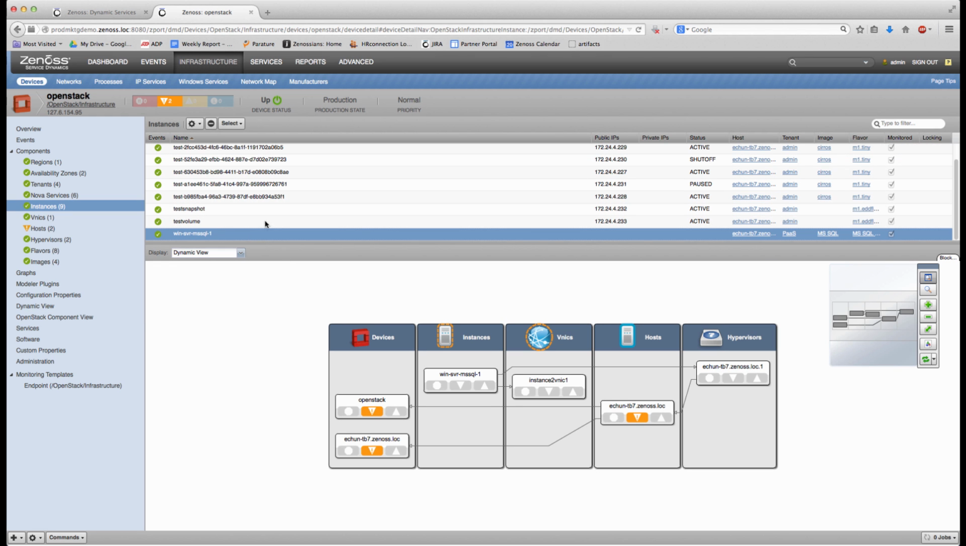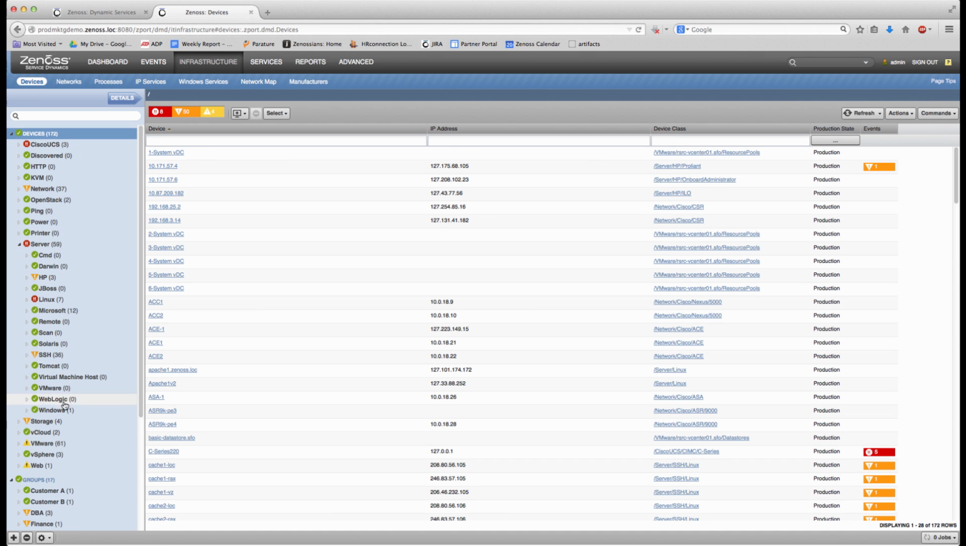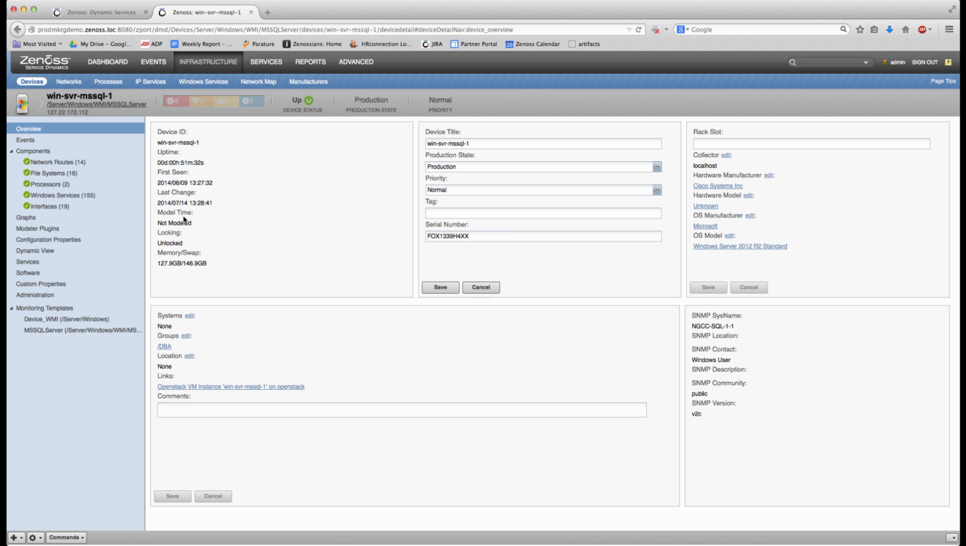Zenoss also monitors guest operating systems. Here we have a Microsoft Windows Server running a Microsoft SQL Server. Notice that you can see the link or relationship between the guest OS back to the OpenStack infrastructure.